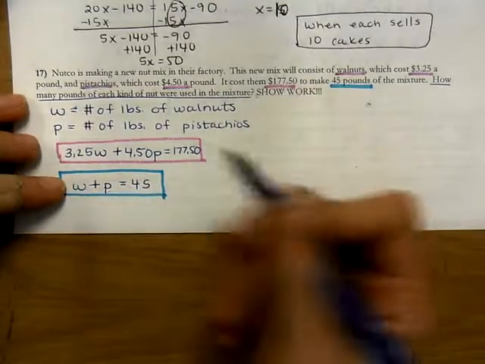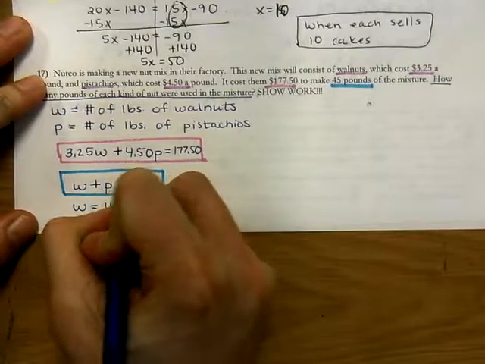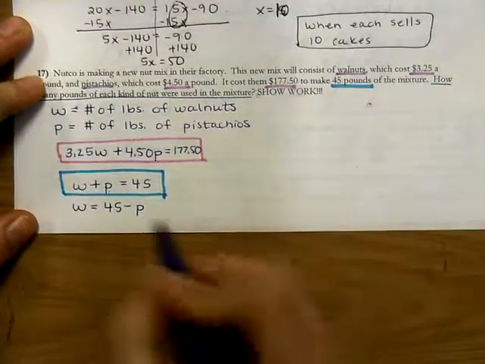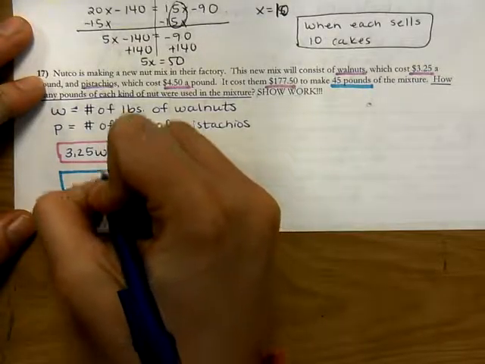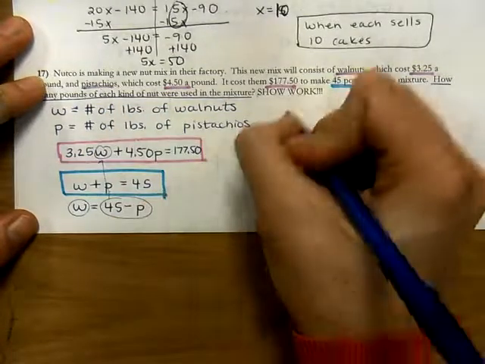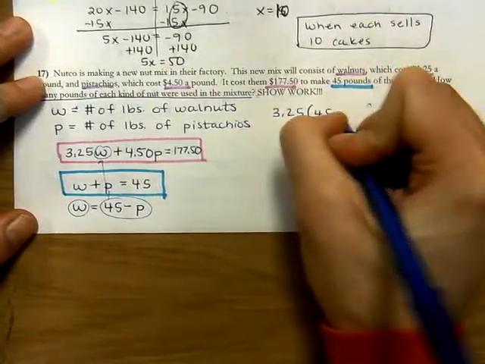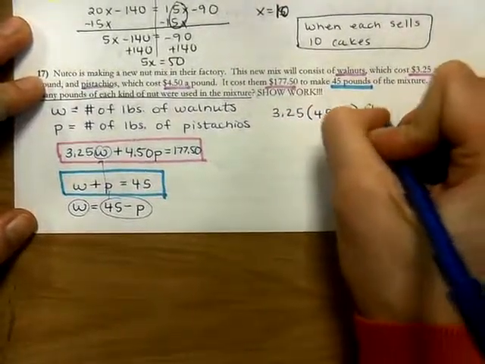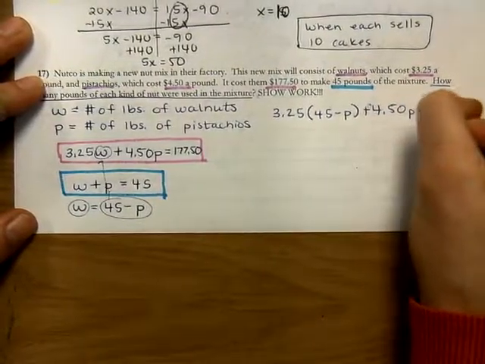So W plus P equals 45. That means if I subtract P from both sides, W will equal 45 minus P. And now I can take W equals that and substitute in for W into this equation. So if I rewrite that equation, that would be 3.25 times 45 minus P, plus 4.50P equals 177.5.